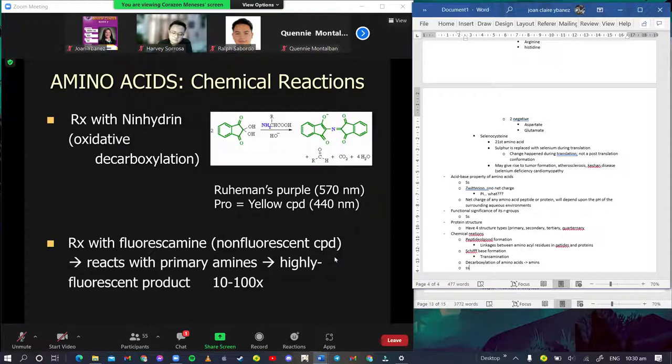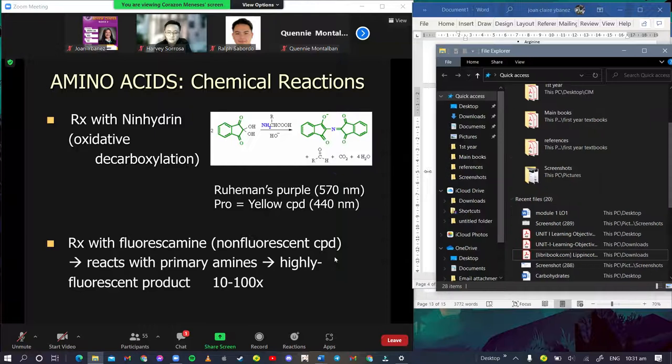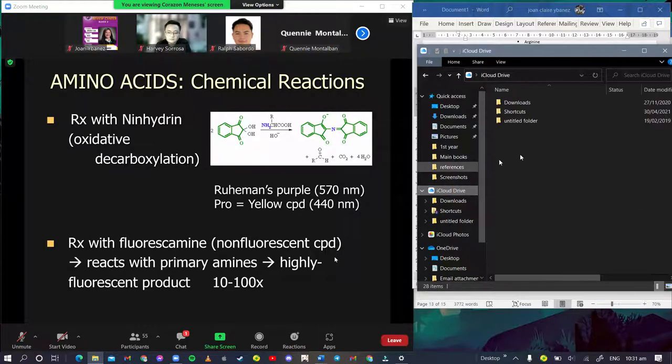So with ninhydrin, the reaction is referred to as oxidative decarboxylation. All of the amino acids, not all, most amino acids will give you the Ruhemann's purple at 570 nm. Since proline is in reality an imino acid, it will give rise to a different color compound, which is yellow. Okay. Fluorescamine is a non-fluorescent compound that will react with primary amines, then it will become a fluorescent product.